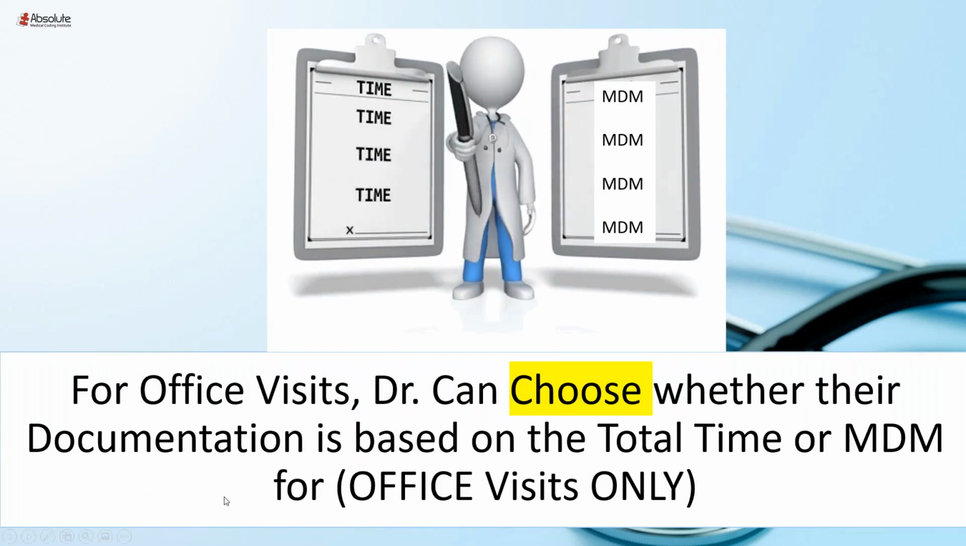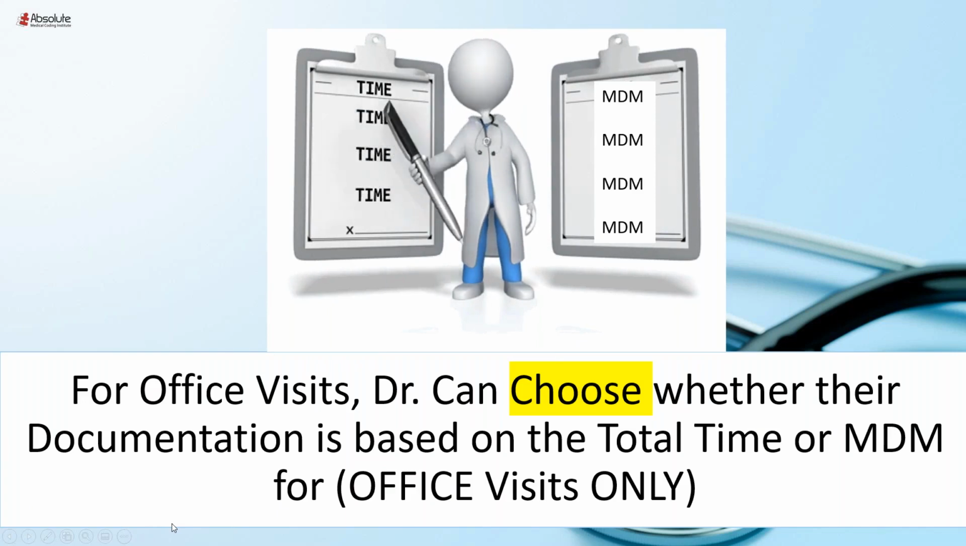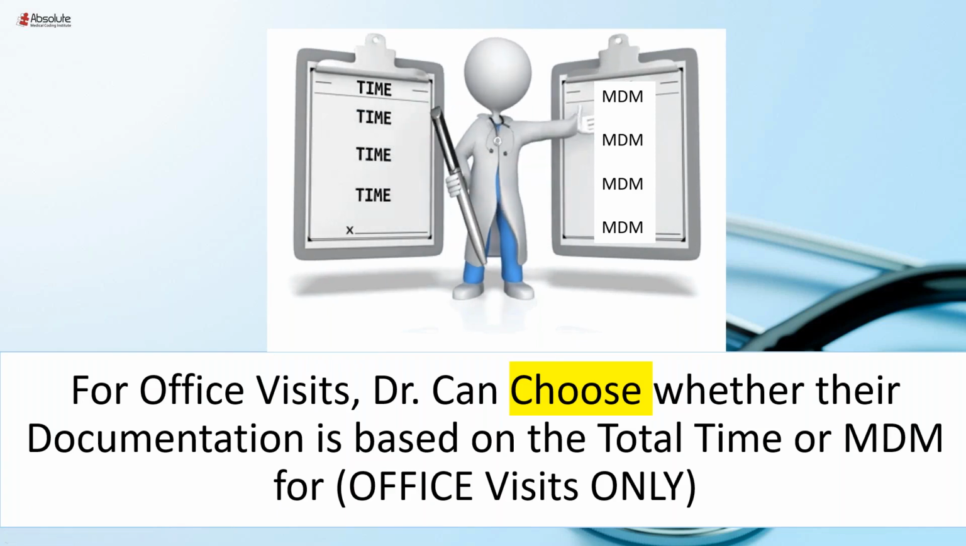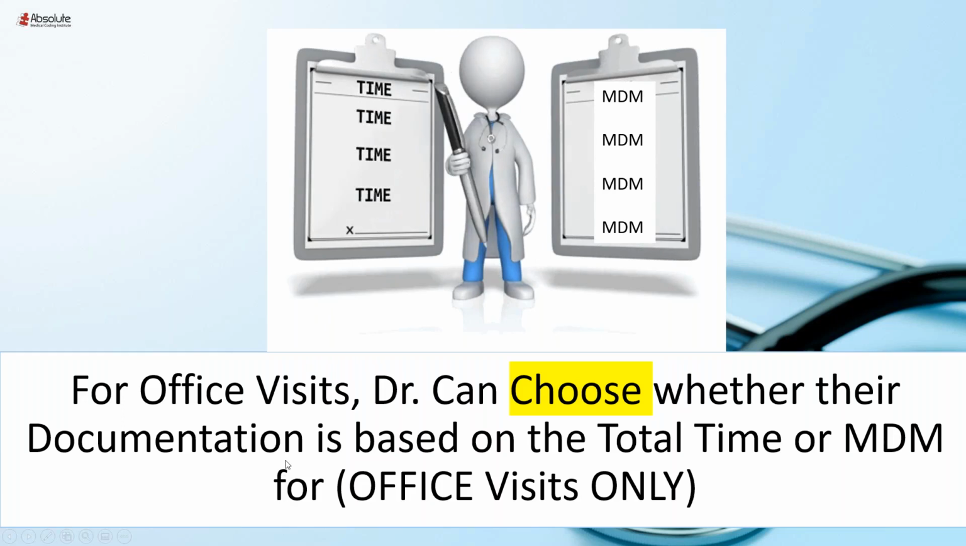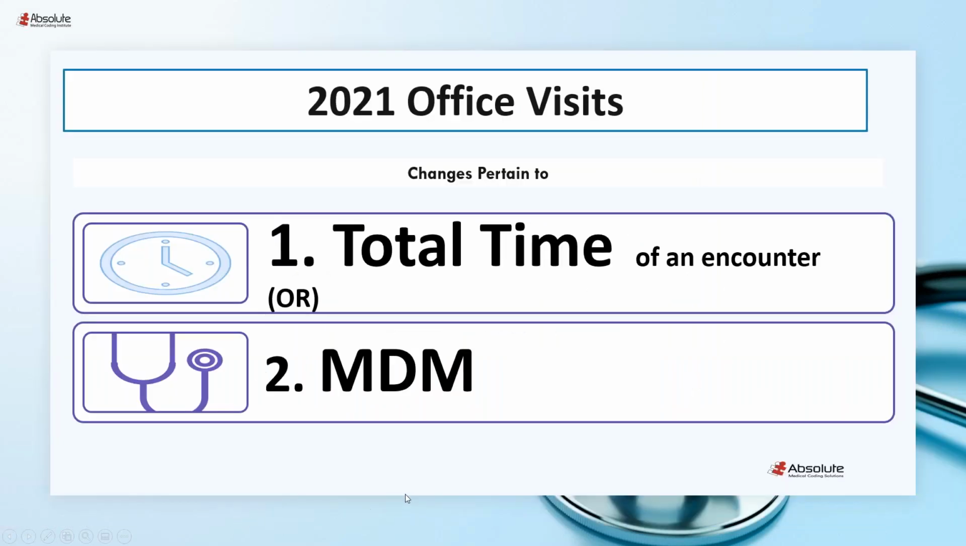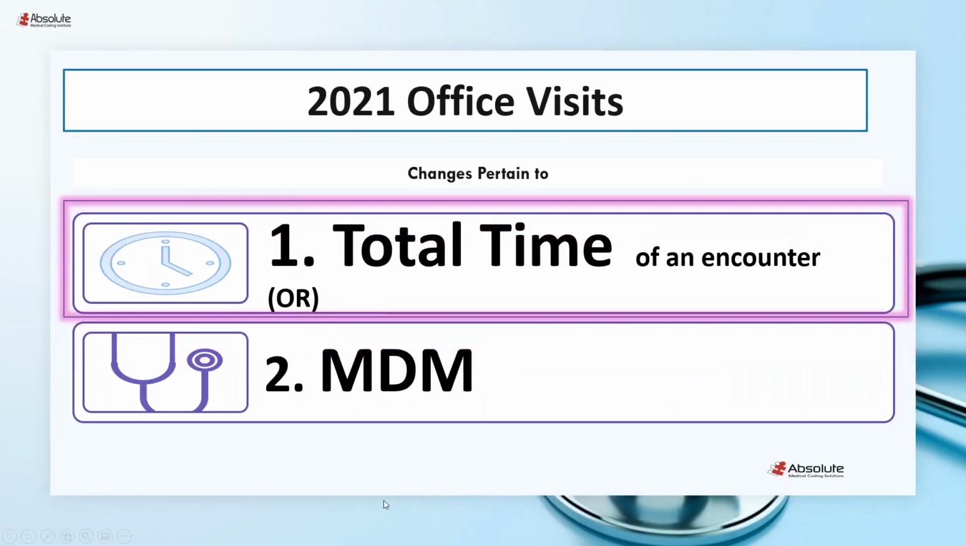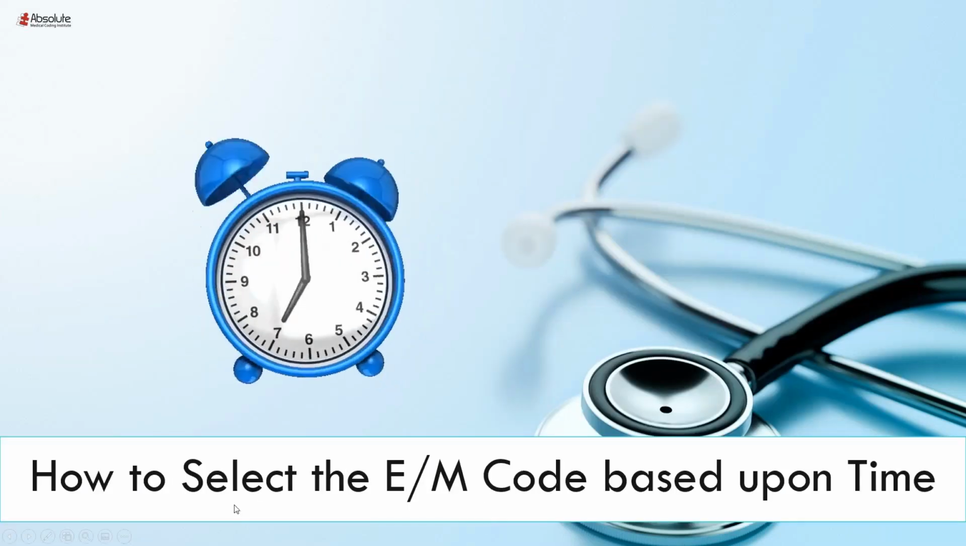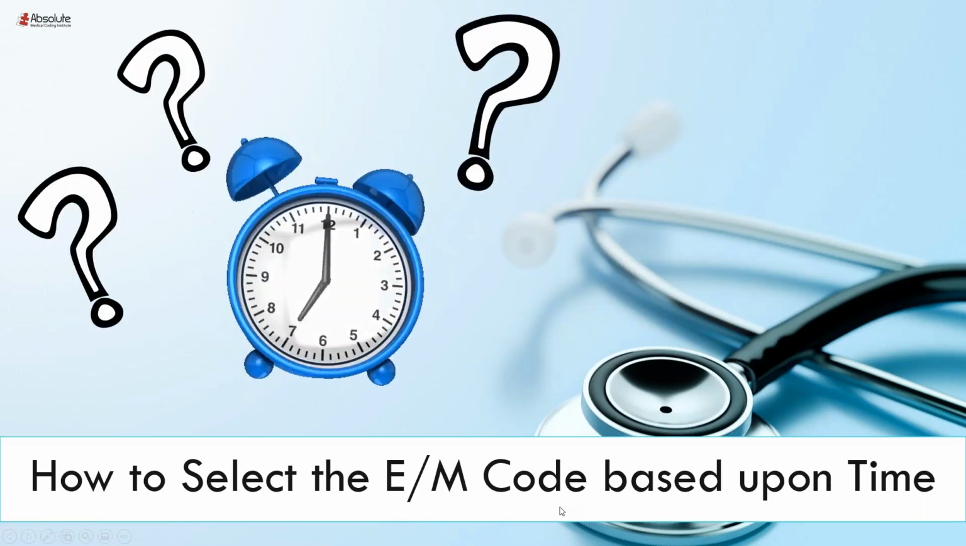All right. So what does that mean? That means that the coder will select the code based upon time or MDM. So let's learn how to select the level of service based upon the total time of an encounter. All right. So this is how it's done.